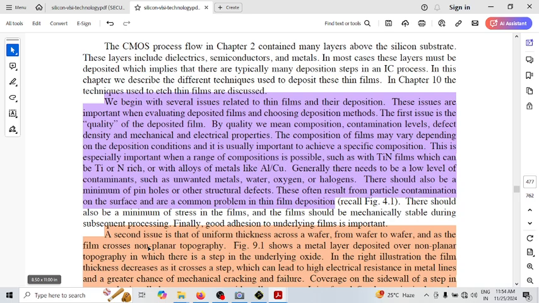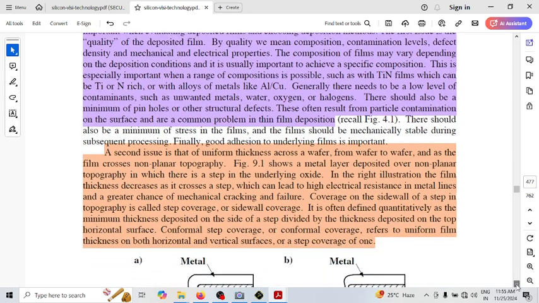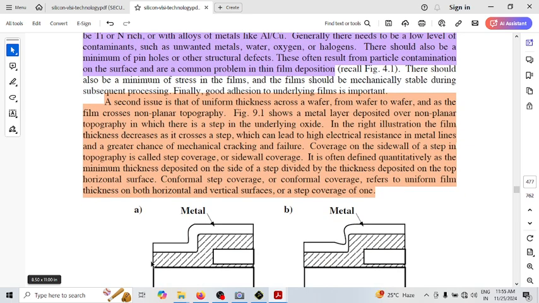And as the film crosses non-planar topology, and when I say non-planar topology, it is because on a substrate you may not have a completely uniform planar structure. You may have a slight difference in height whenever you're depositing. We'll see that in the coming figure. It shows a metal layer deposited over a non-planar topology. Let me just show you that figure, which is 9.1. So suppose the deposited layer is something like this, you can see now it's not a planar one. You can see underneath you have some structure. You can see you have this step.